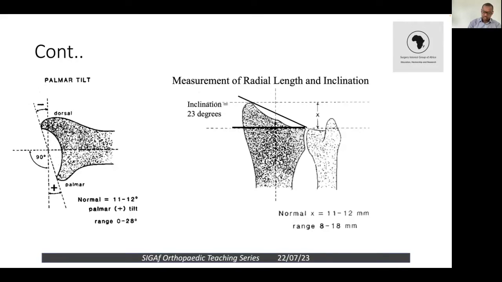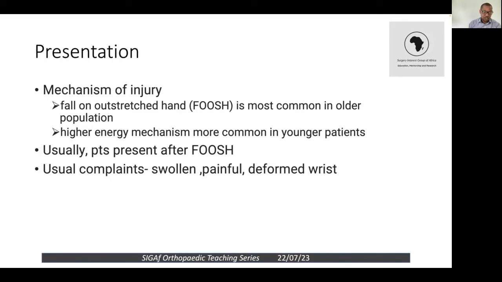And those are important. The way to remember it for myself, I usually say 11 times 2. So 11 millimeters, 11 degrees times 2, 22 degrees of radial inclination. It just makes sense, and I've always used that. So for people who don't want to be working a lot, you can use that to help you remember these angles and measurements.